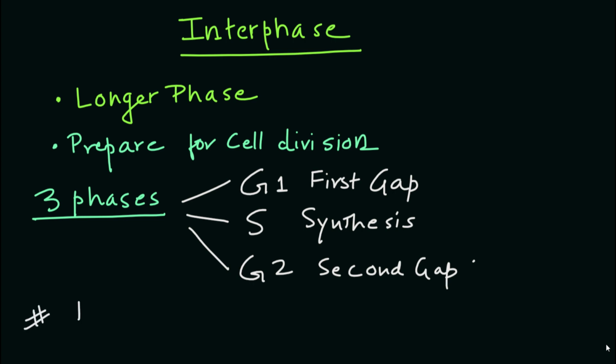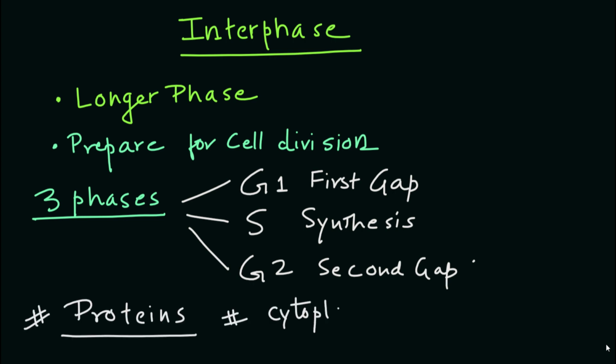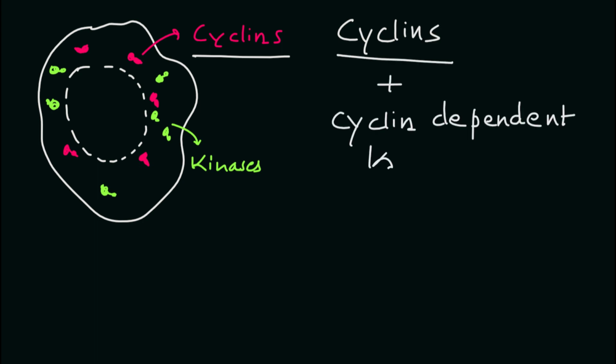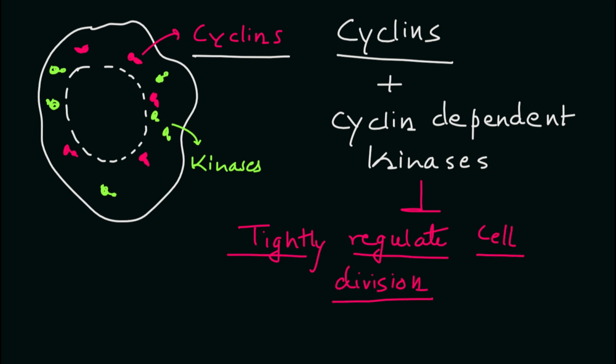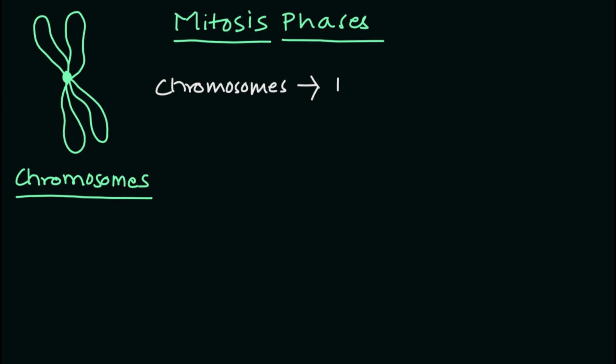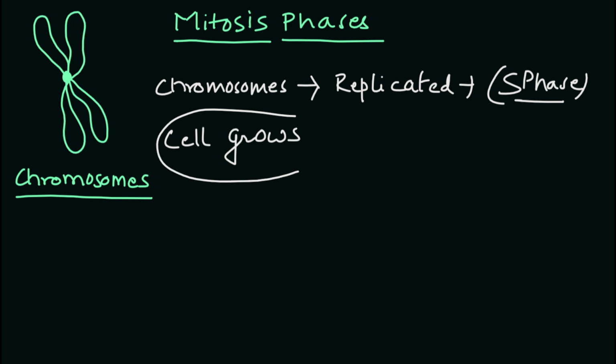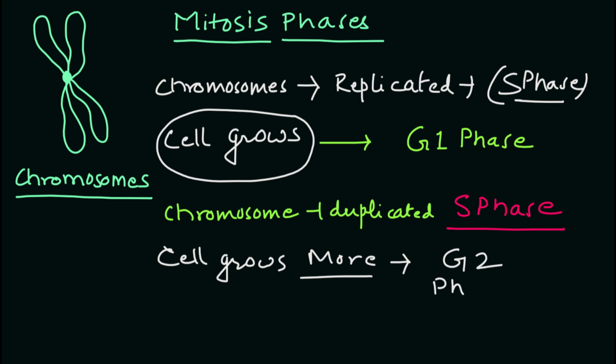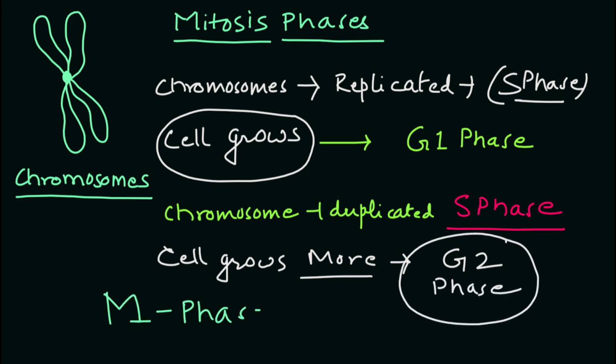The cell grows during all three phases of interphase by producing proteins and cytoplasmic organelles. Cyclins, cyclin-dependent kinases, and other cell cycle proteins tightly regulate each of these cell cycle phases. Chromosomes are replicated only during the S phase. Thus, a cell grows, which is G1 phase, continues to grow as it duplicates its chromosomes, which is in the S phase. Again, it grows more and prepares for mitosis, which is G2 phase, and finally divides, and this phase is known as M phase.